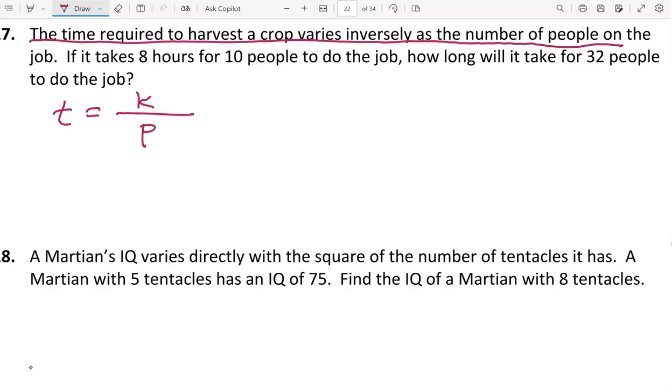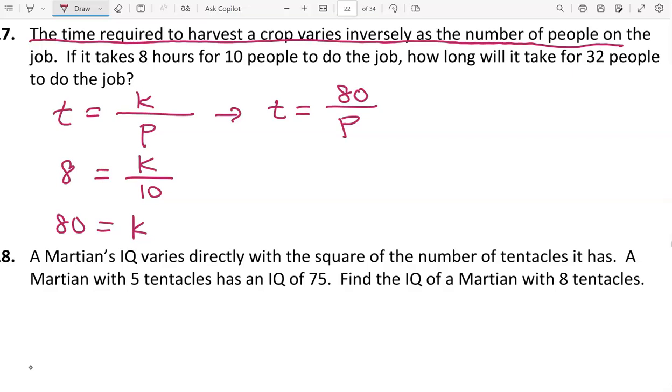So the time it takes for 10 people, that would be p equals 10, to do the job is 8 hours, so that would be t is equal to 8. That's going to give us a k value of 80 when we solve. So that means the equation of variation is t is equal to 80 divided by p. The question is now, how long will it take for 32 people to do the job?